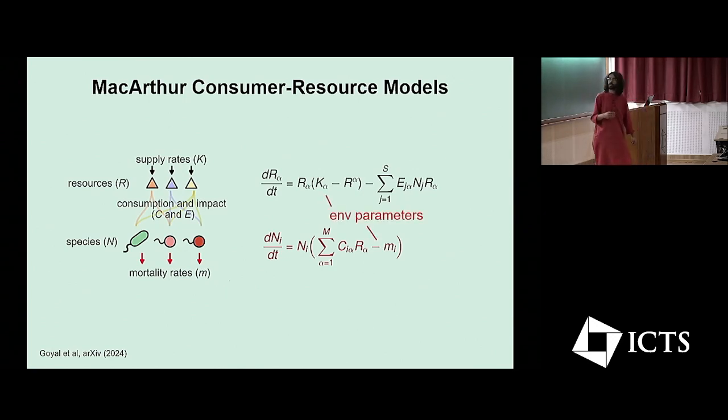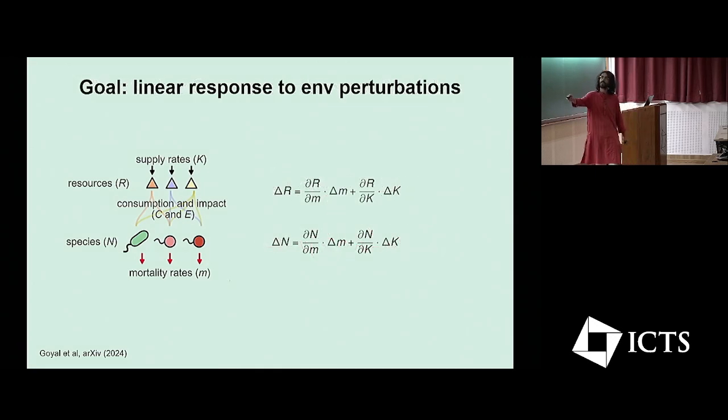And just to bring to your attention, one way to talk about environmental perturbations in this model is to perturb these two things, K alpha, which is the supply of resources, and m_i, which is the mortality rate, or how harsh the environment is for species. And the abundances of species and resources are the response variables that we're interested in. So what we're going to be interested in is to change these mortality rates and supply rates, and look at the responses in terms of how the steady state abundances of different resources and the steady state abundances of different species change.